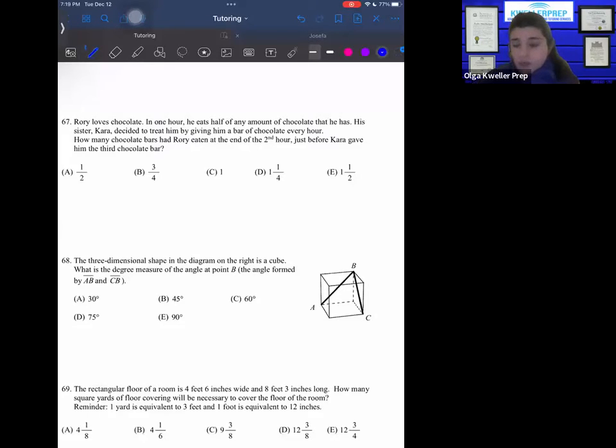Okay, so we can just think about this logically, right? So he has one chocolate bar, and after 1 hour, he ate half of it, right? So he has half left. And then somebody gave him a whole new chocolate bar. And in the next hour, he ate half of all the chocolate he had left. So that's going to be like this much.